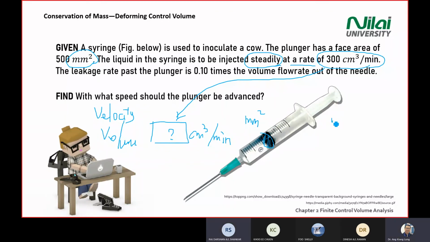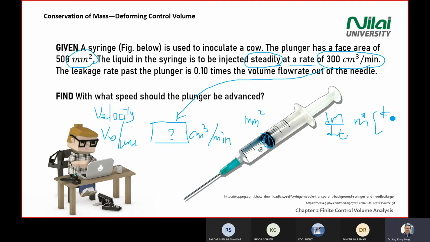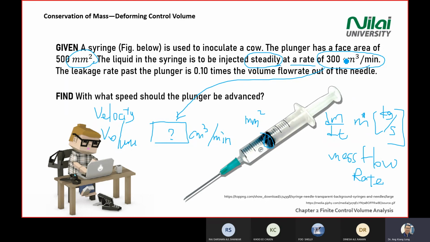We know that, okay. You know mass flow rate, right? Yes, sir. M dot, the mass flow rate, m dot. M dot is having kilogram over second. This is mass flow rate. I'm asking if you look at the unit. So you're having a cm cube over minute. What is this parameter we call? Volume, sir.